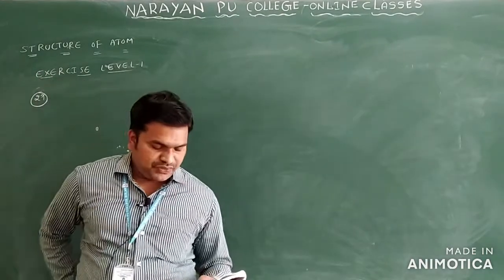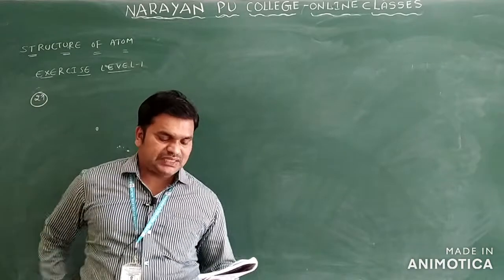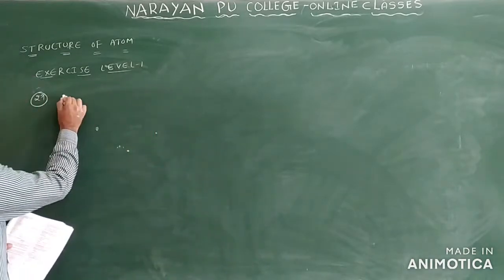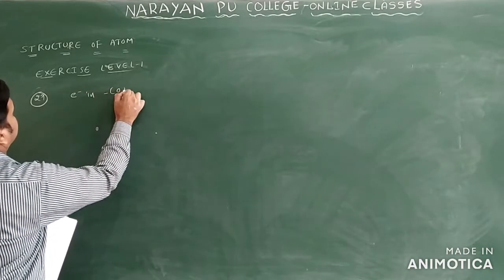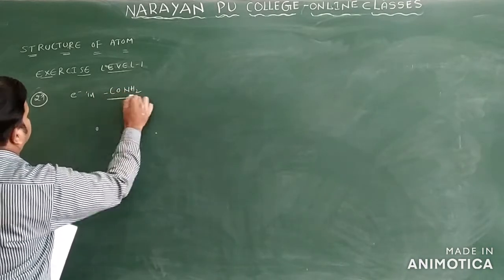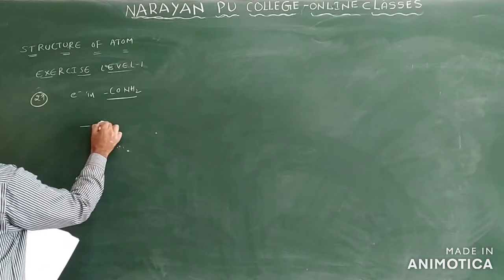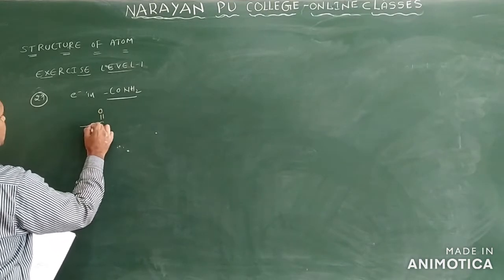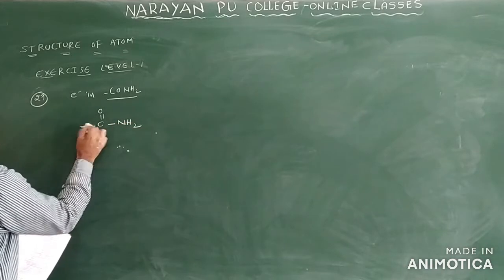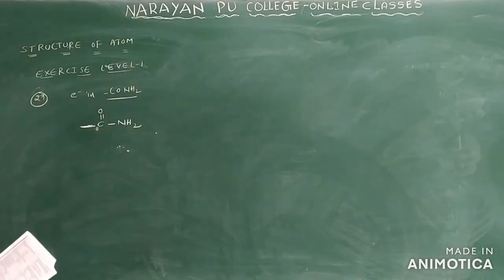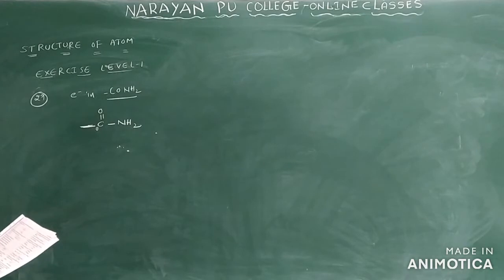See the next question, question number 27. The number of electrons in CONH2. They are asking electrons in CONH2 only. You can write the compound like this: C double bond O, and I will write NH2 here. So they are asking the number of electrons.